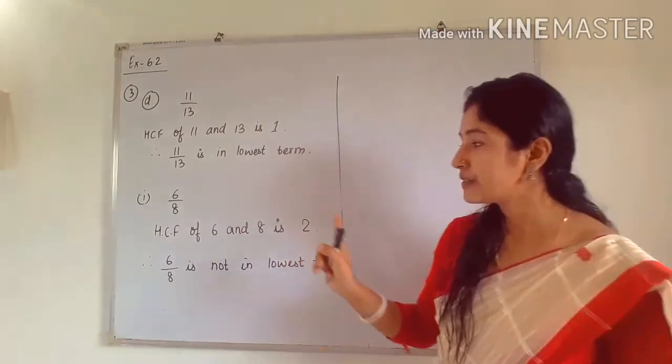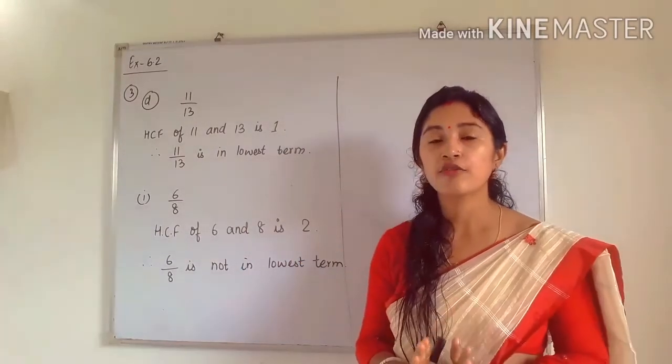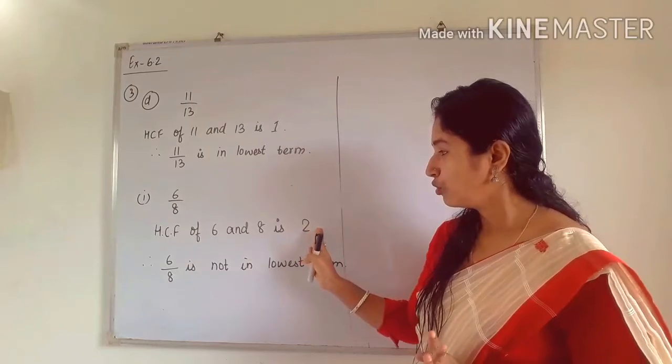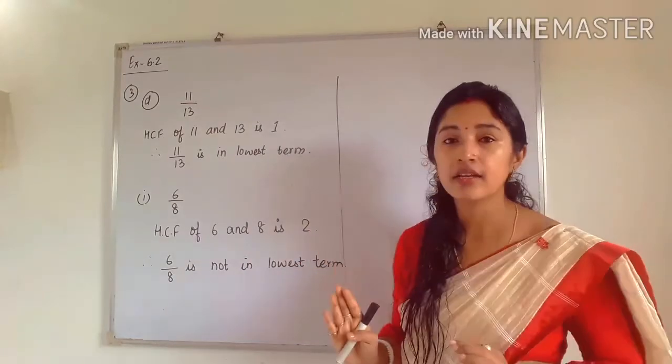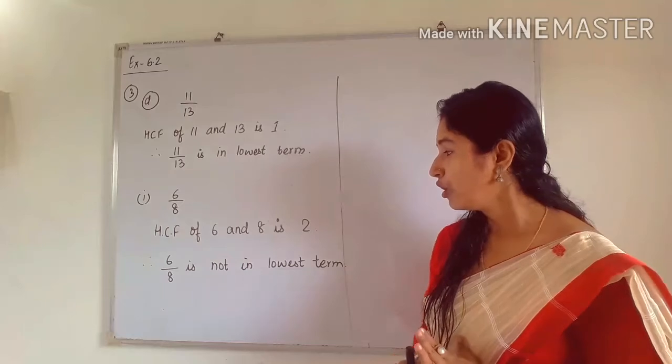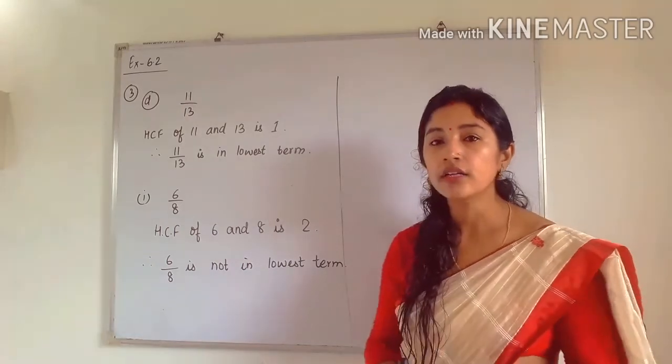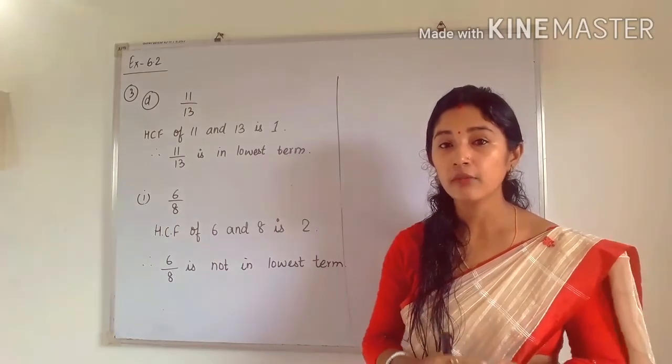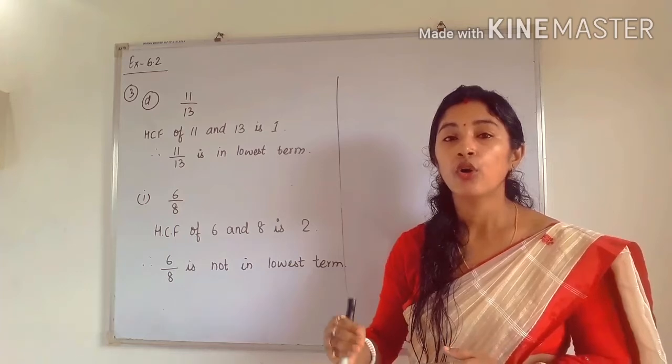Okay. Similarly 6 by 8. You can see the HCF of 6 and 8 is what? 2. So here we can divide 6 and 8 by 2. That means we can divide the numerator and denominator by 2. Therefore, it is not in its lowest term. That means after dividing by 2, it will become in lowest term.